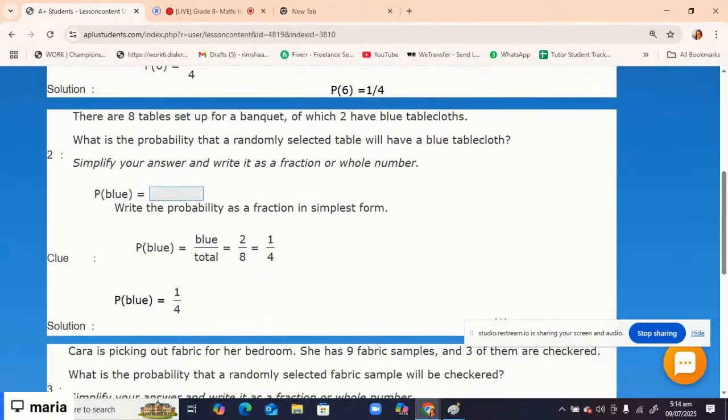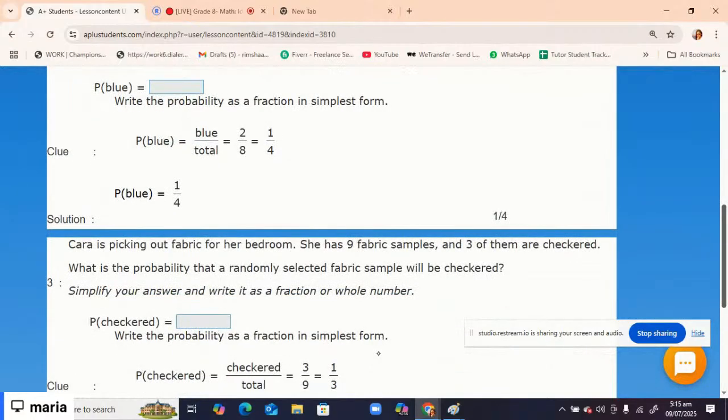Now there are 8 tables set up for a banquet, of which 2 have blue tablecloths. How many tables are set up for the banquet? These are 8. Okay, 8 tables, so these are the total, and 2 are blue. So the selected number you put on the top, and the total number you put on the bottom. So 2 by 8, and that is your probability. These are very easy. Okay, let's see the next question.